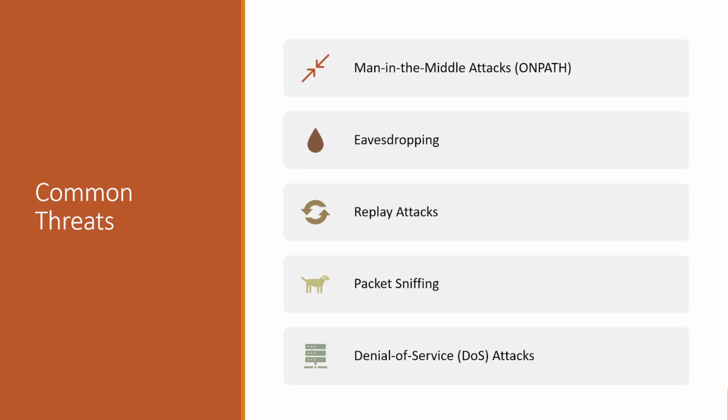Common threats that you should know about: man-in-the-middle attacks, otherwise known as on-path attacks, is when an attacker intercepts and potentially alters communication between two parties without their knowledge. The attacker normally positions themselves between the sender and the receiver, capturing data and possibly even injecting malicious content into the communication.